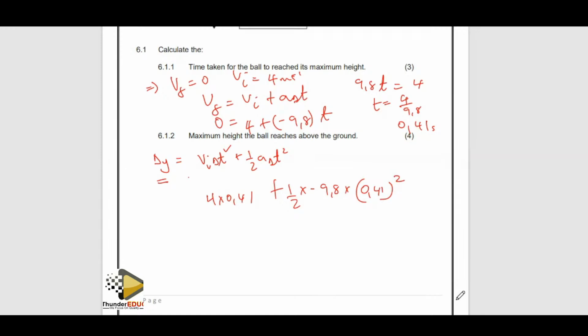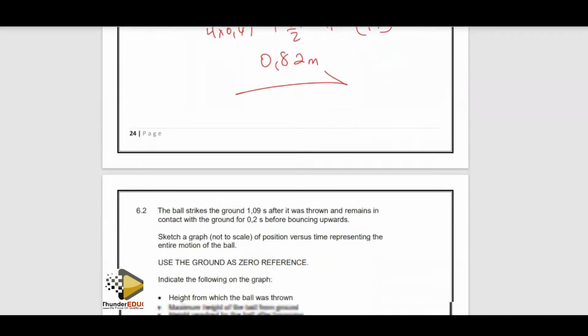I'm getting 0, is that true? Let me just redo it again. 4 times 0,41 plus a half times negative 9,8 times 0,41 squared. Okay, I'm getting 0,82 meters. So that is our maximum height.